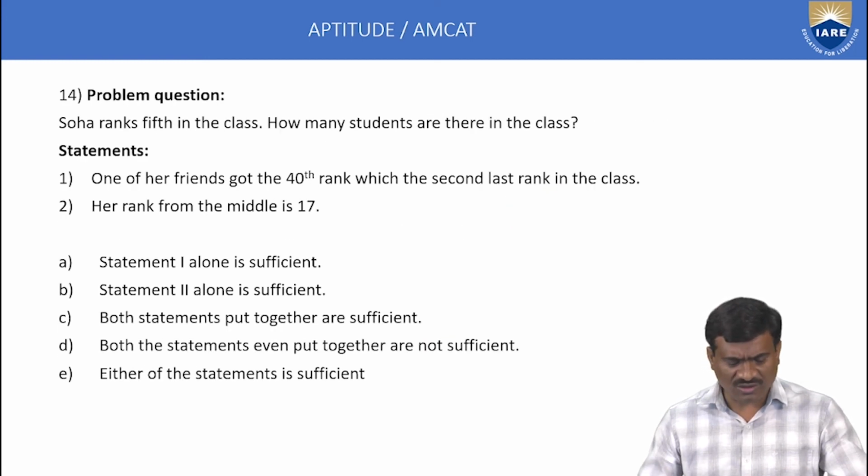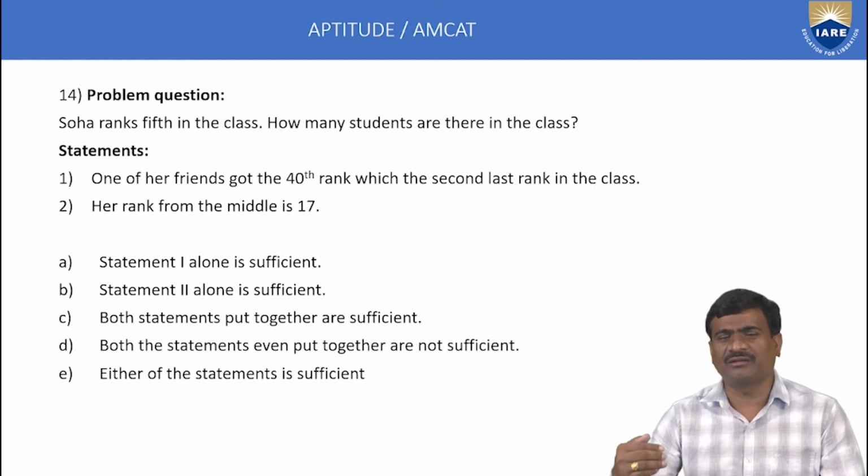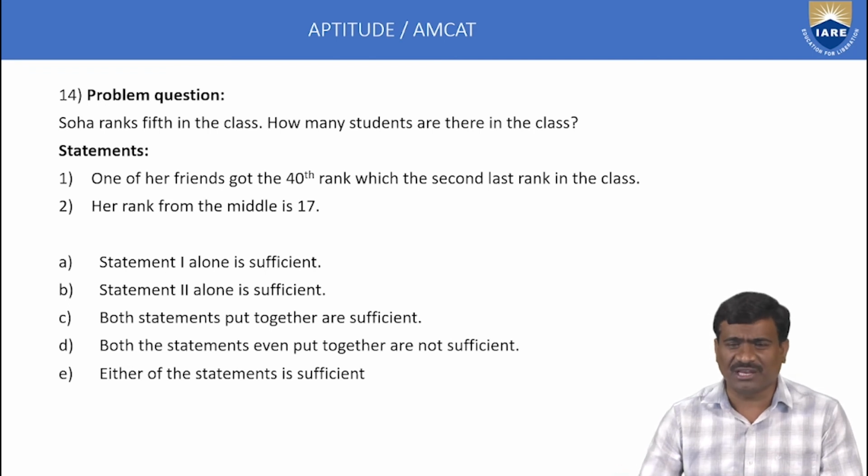Next, 14th example. Again data sufficiency. Same information, the options are the same. But the problem is: Sonu ranks 5th in the class. How many students are there in the class?